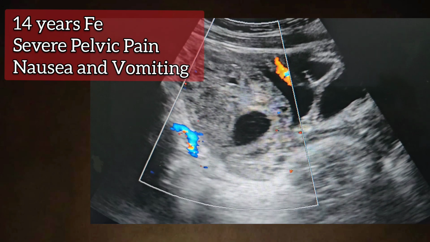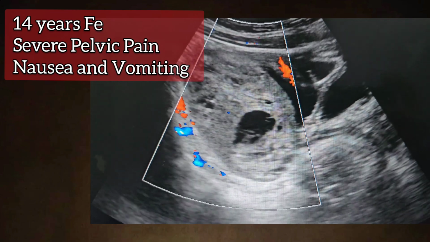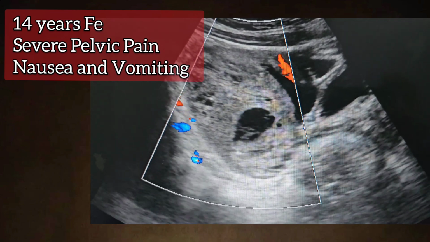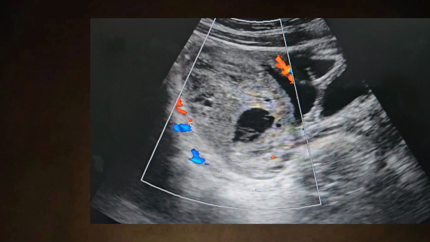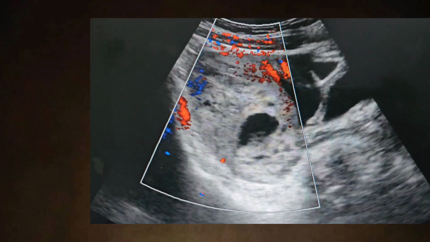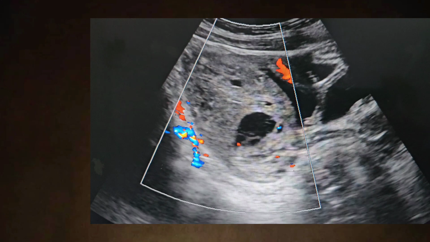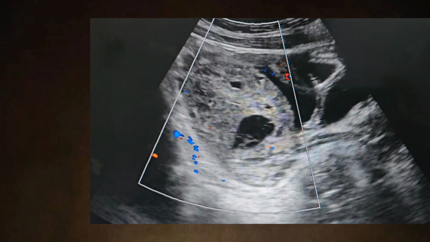This is an ultrasound of a 14-year-old female patient who presented to us with severe pelvic pain, nausea and vomiting. This is an ultrasound of the pelvic region. In this image, you can see a grossly edematous, enlarged ovary. It was a suspected case of adnexal torsion.